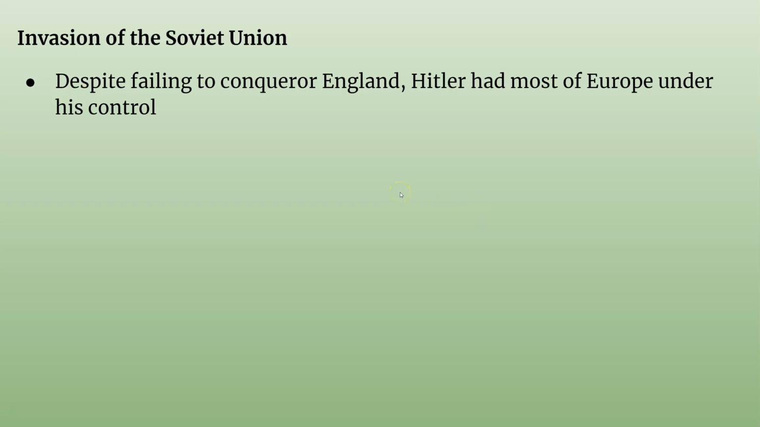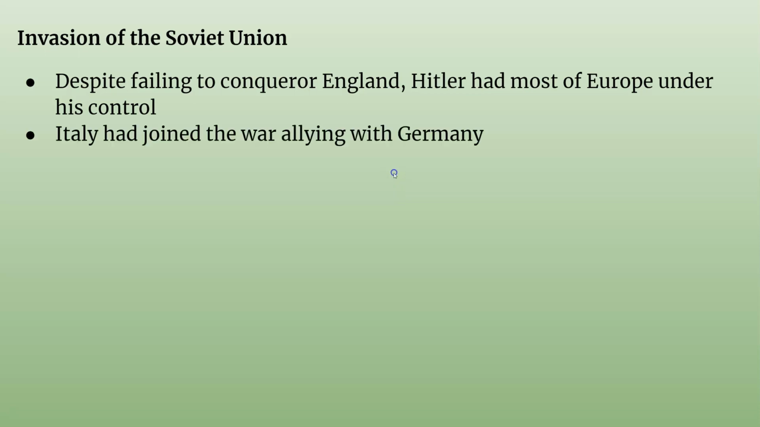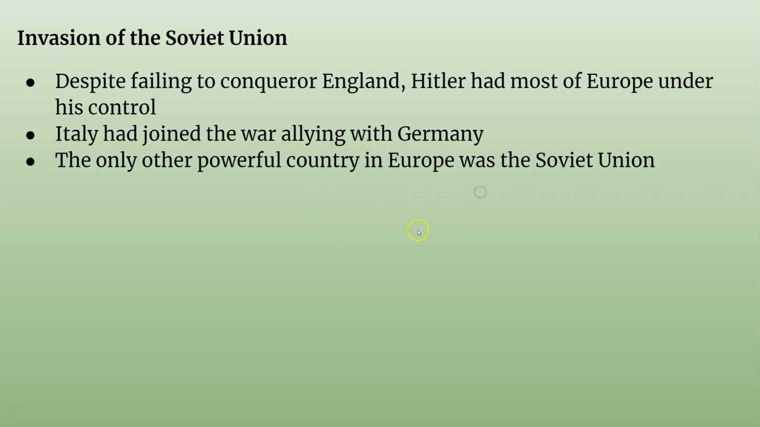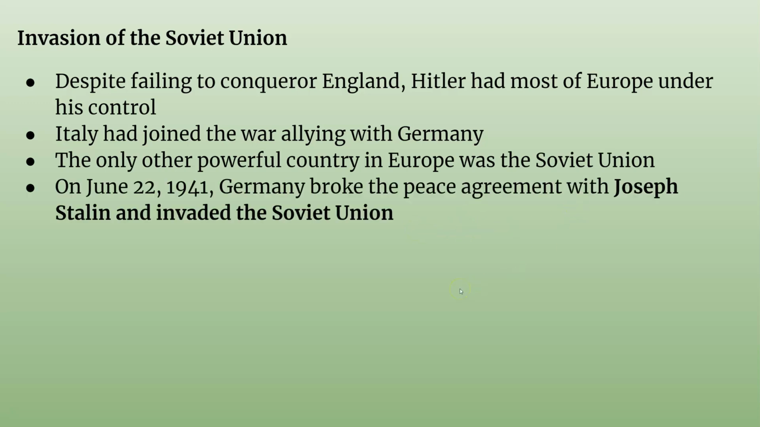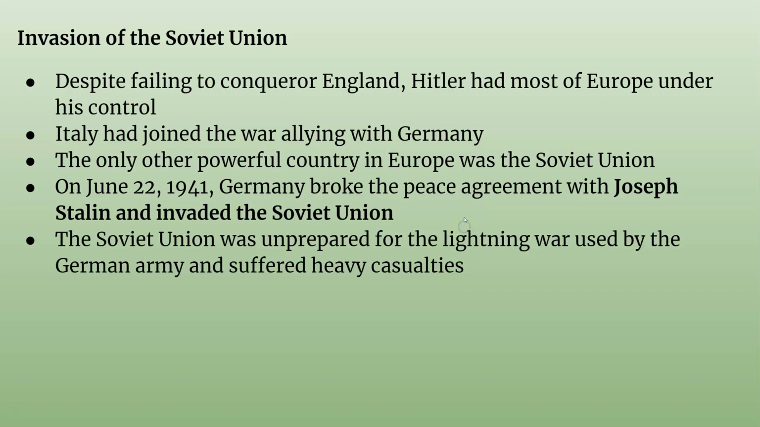So despite failing to conquer England, Hitler had most of Europe under his control. Italy had joined the war, allying with Germany. The only other powerful country in Europe was the Soviet Union. And so Germany had taken over much of Europe except for England. And really, he decided to go after the Soviet Union. He broke the peace agreement and invaded the Soviet Union.